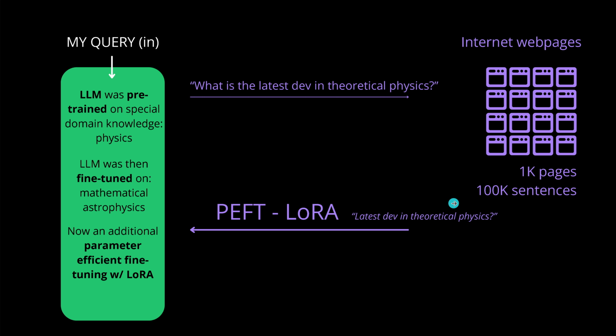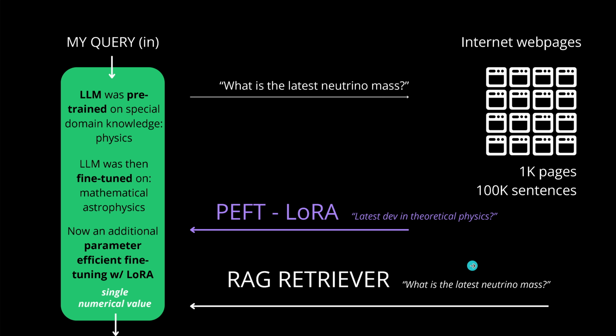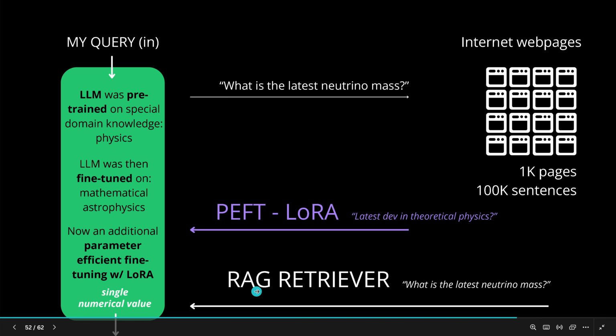We have our RAG retriever. And to stay in this example of physics, mathematical astrophysics, what is the typical topic we have with the RAG retriever? Hey, I've heard yesterday there was a new publication with a new numerical value on the latest neutrino mass threshold. And then I get one single numerical value back from my RAG retriever after it searched specific databases or publication databases or whatsoever. So you see, with RAG, in this example, I build upon the pre-trained model, fine-tuning, the parameter-efficient fine-tuning, and then RAG only delivers me a single numerical value.